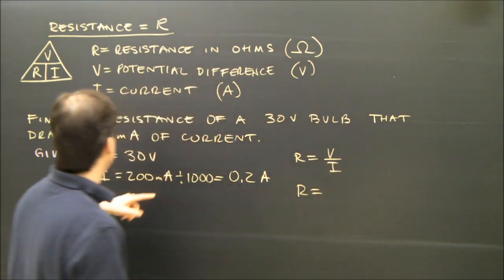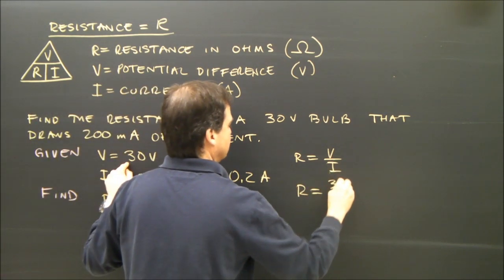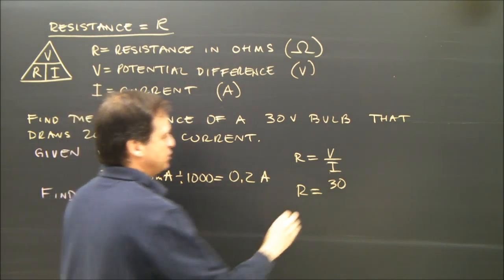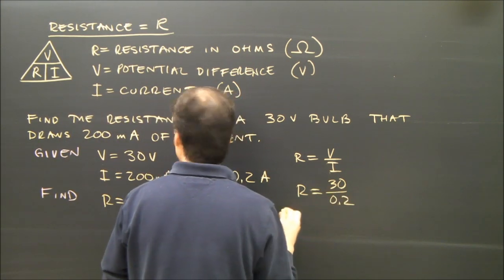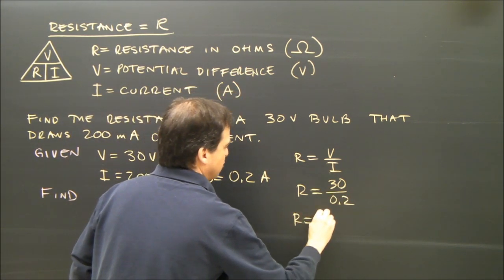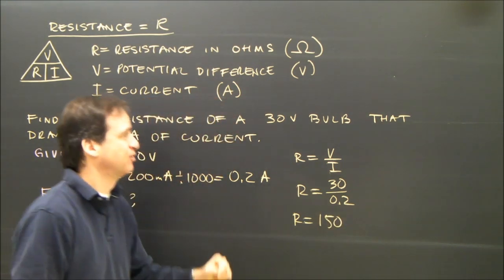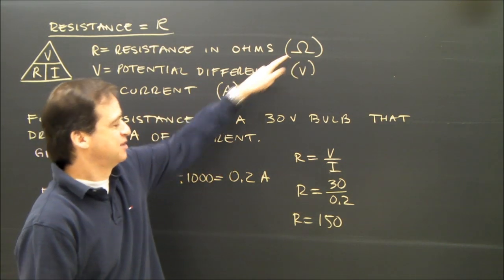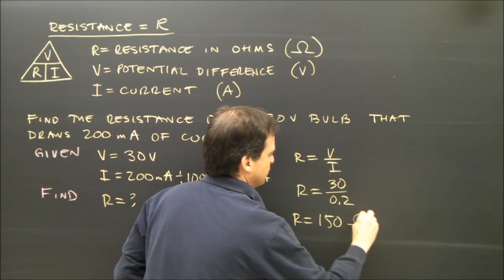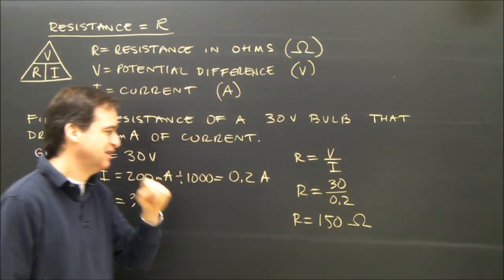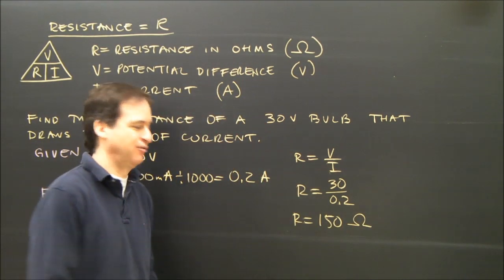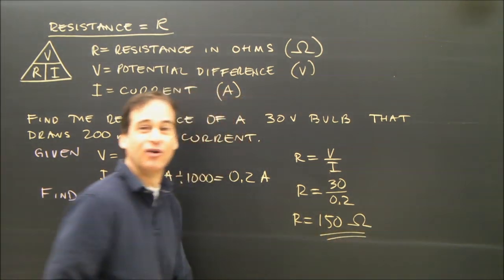R is equal to the voltage, 30, divided by the current, which is 0.2. And so R equals 150 when I put that through the calculator. And I use this symbol, the omega symbol, to represent the unit. So the resistance is 150 ohms. Let's move on to the next formula.